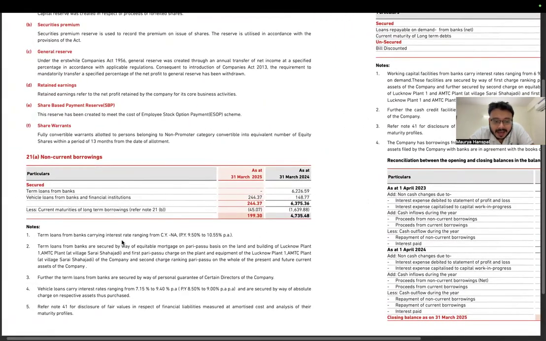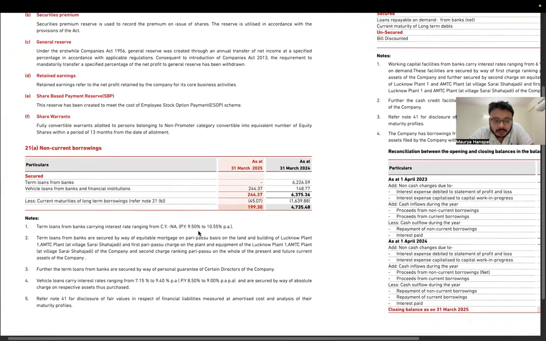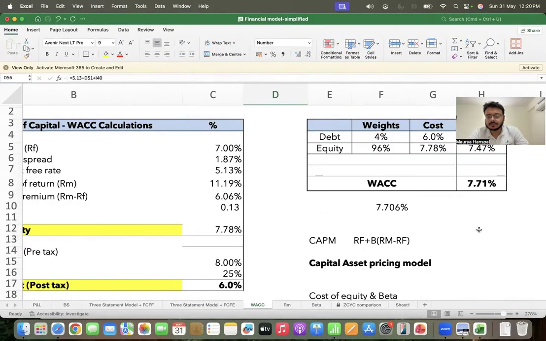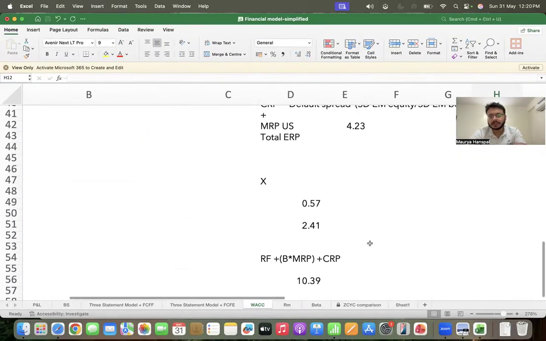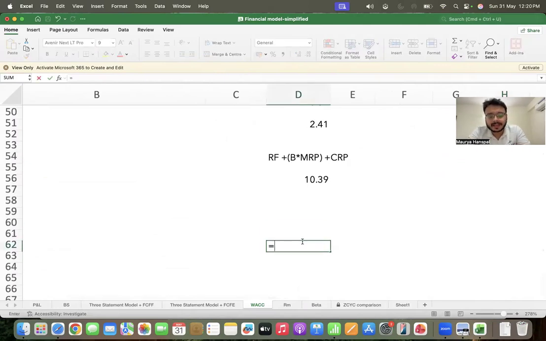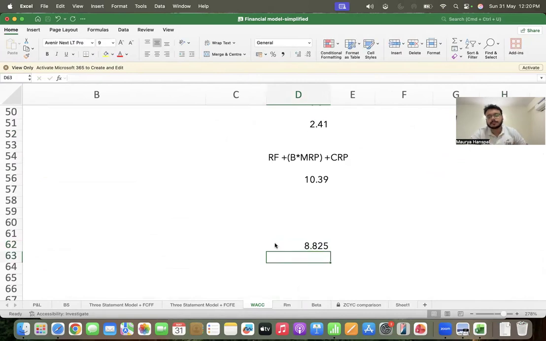The term loans from banks carrying interest rate ranging from 9.5% to 10.5%. Vehicle loans have been taken at a rate of 7.15% to 9.45%. So broadly, we can say the loans have been taken somewhere in the range of 7.15 to 10.5, right? So what can be my cost of debt in this scenario? I can take the average cost of debt, 7.15 plus 10.50, by 2. You get 8.8.